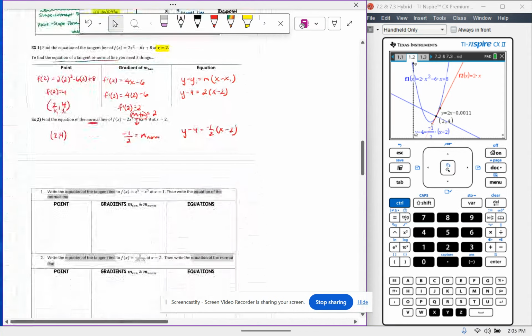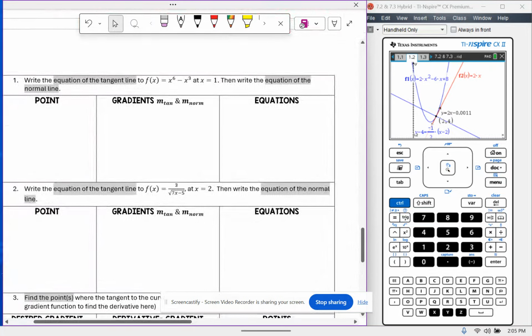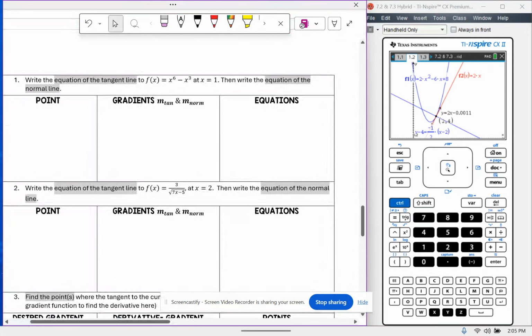Okay. All right. Let's check out the next one. Here we go. It says write the equation of the tangent line. So I set up point, slope, equation. PSE, right? Please stop eating. That's me every day. Please stop eating. Okay, so the point, what's the point?